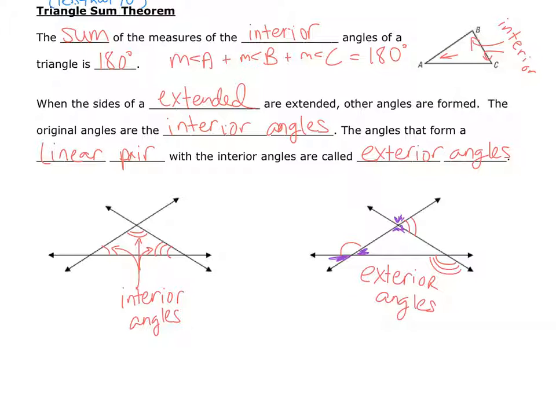So when we're talking about angles that create a linear pair, the exterior angles are the ones that are going to be right next to the interior angle. So if here's my interior angle, these are the two exterior angles, and they're going to create a linear pair, so not the vertical angle.